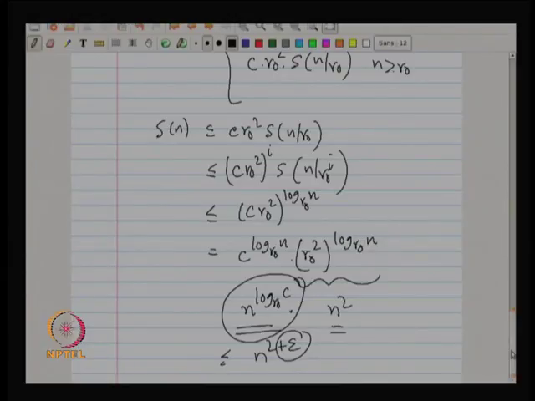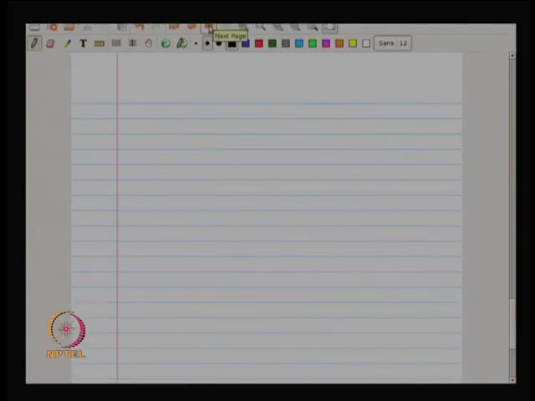Okay. Any questions about this? Now, let me move to linear size data structure.